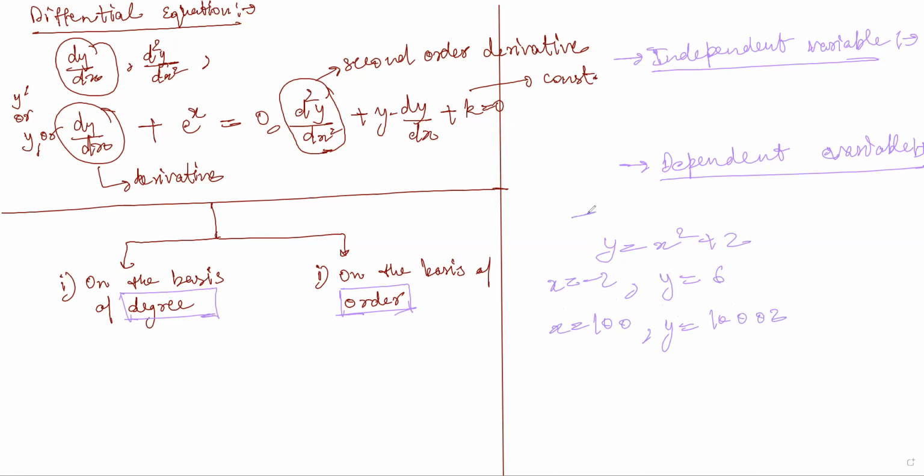See, the range of y here is 2 to infinity, right? Because x square will always be greater than or equal to 0, so this whole value will always be greater than or equal to 2, right? And in this case, you can't have any value less than 2. So y is dependent on x. X can take any value, but y is restricted, right? Y has a range from 2 to infinity. So this x variable will be known as the independent variable.